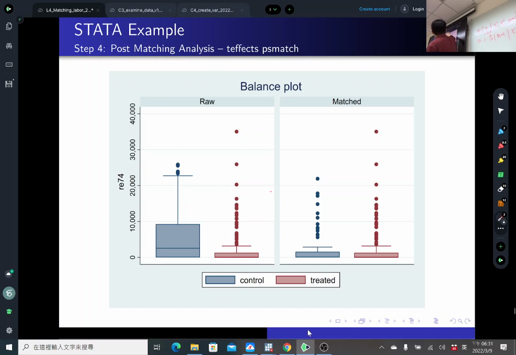But after you use propensity matching, they look similar. At least their averages are similar, but not exactly the same. But it's impossible because you just match one number. But it can also match the K characteristics quite well. Not bad.